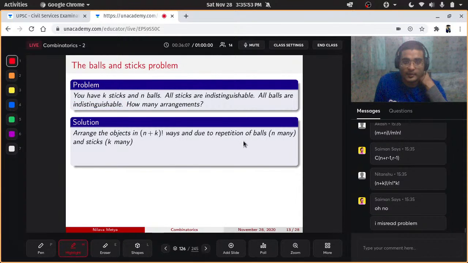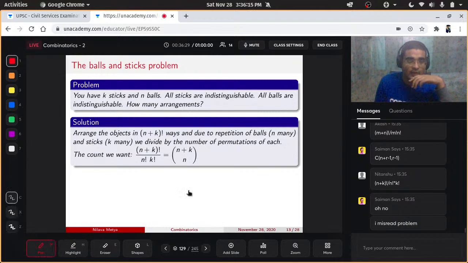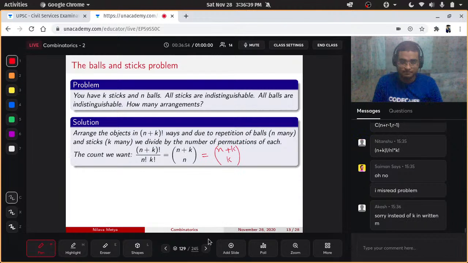the permutations of the balls and the permutations of the sticks. How many permutations of the balls do you want to discount? n factorial, and you want to discount by k factorial. So you divide by n factorial times k factorial, and by the previous formula that we got, this is just n plus k choose n, or you can also write it as n plus k choose k. Both are the same, because n choose r is n choose n minus r. Another way to see this directly is that you have n plus k blanks.